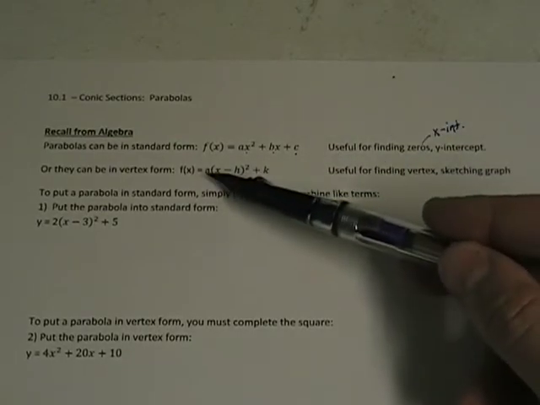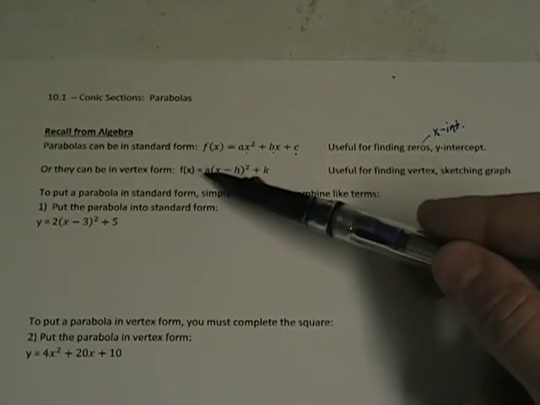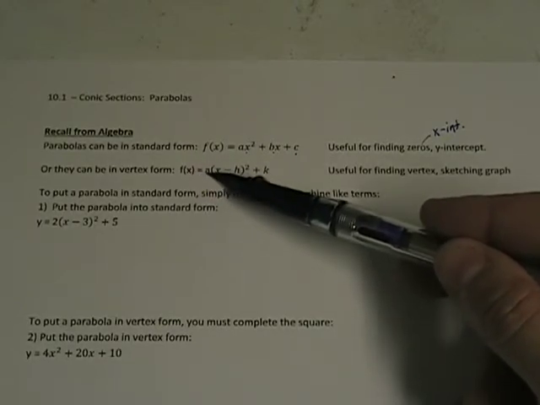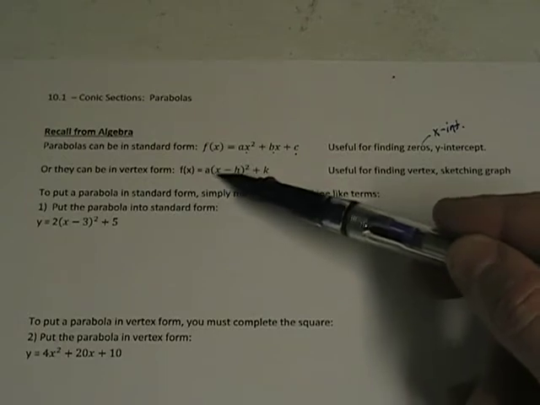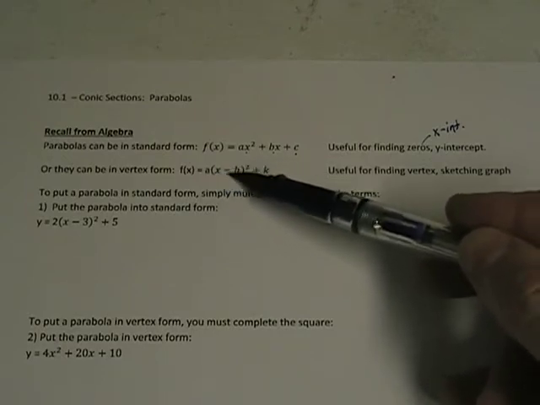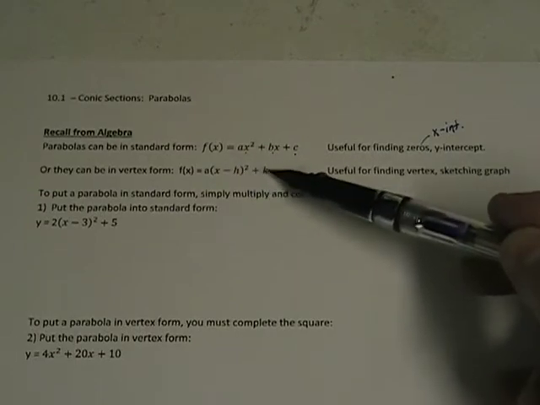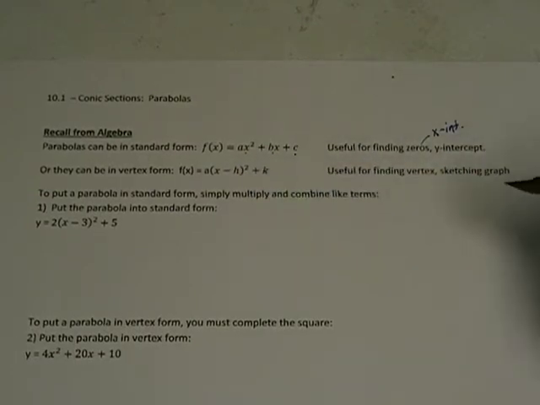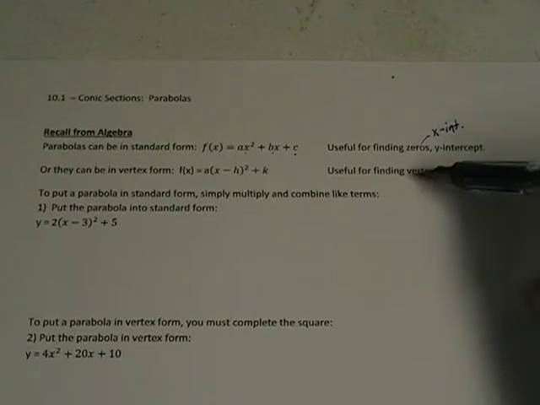Vertex form looks like this from algebra. f of x equals a, which is your vertical stretch or shrink factor, times x minus h squared, and h is your horizontal shift, plus k, which is your vertical shift. And this is called vertex form because it's very useful for finding the vertex.